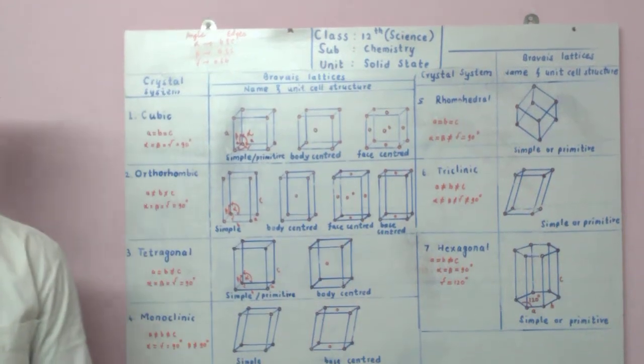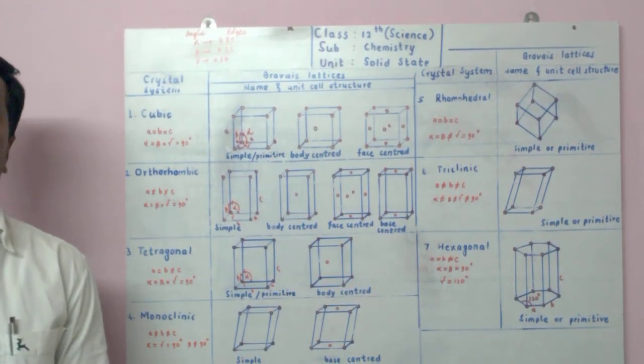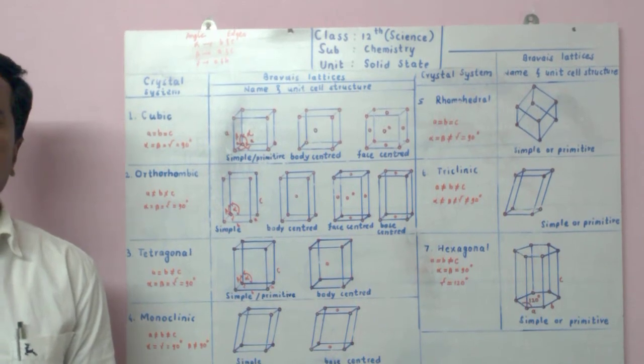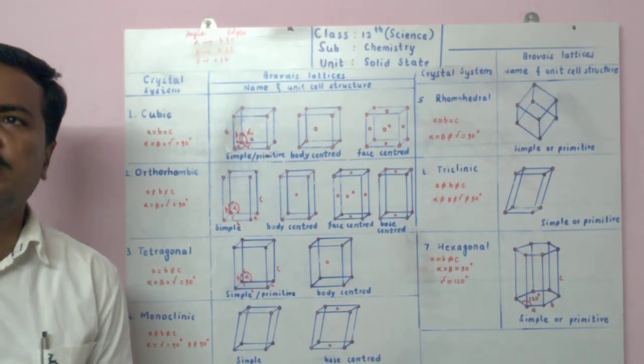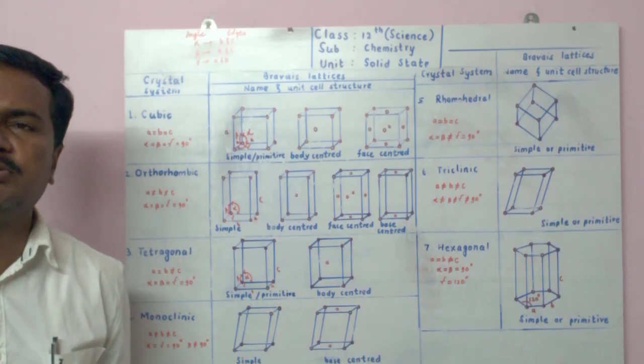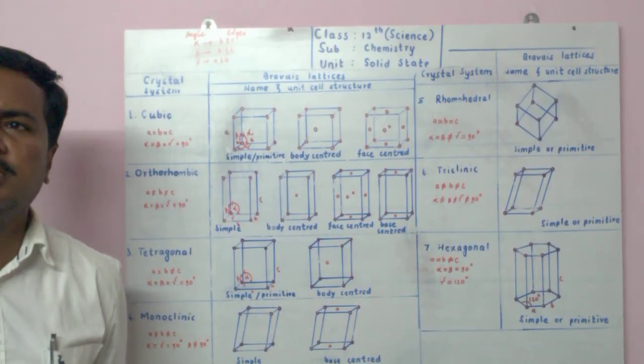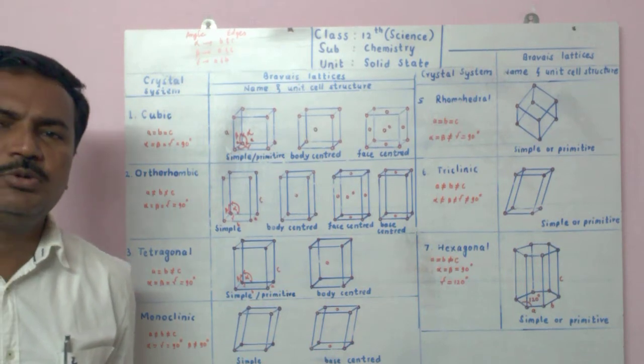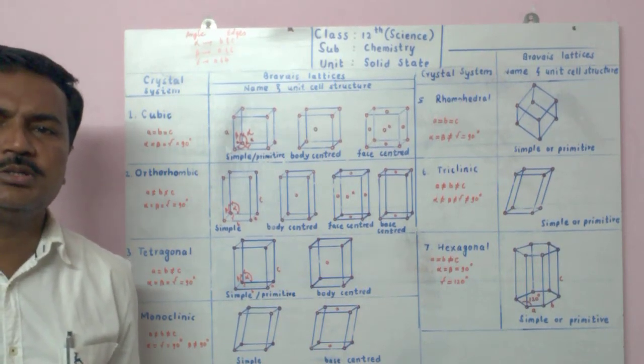Hello students, we have already studied about unit cell and its types. The smallest repeating structural unit of a crystalline solid is called a unit cell. Now today we are going to study crystal systems.